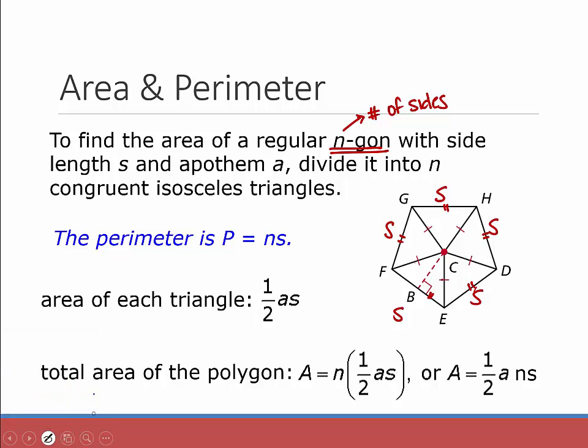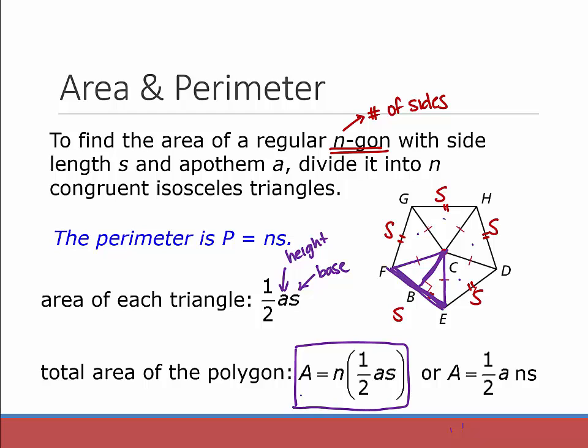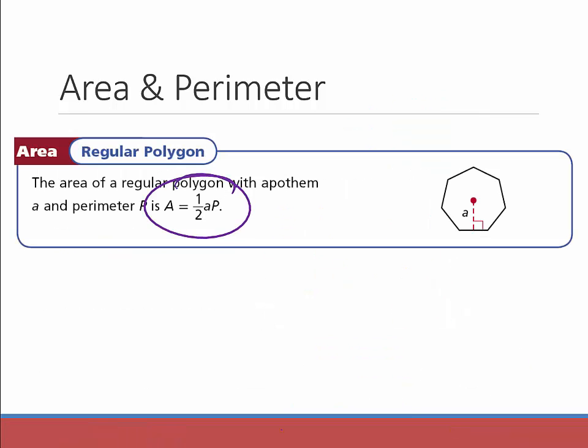So if we go back to one of these triangles, 1/2 our base is the side length here, and the height is the apothem. So we have 5 of these, or n of them, however many we have in our shape. So this is the area of a polygon. And then we simplify this. Because this is 3 different letters here, and we know the perimeter is ns, we can cross this off and say that the area is 1/2 a times the perimeter. So 1/2 times the apothem times the perimeter. And that's this formula here.